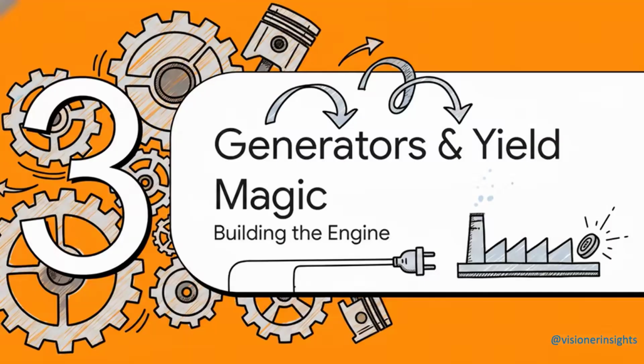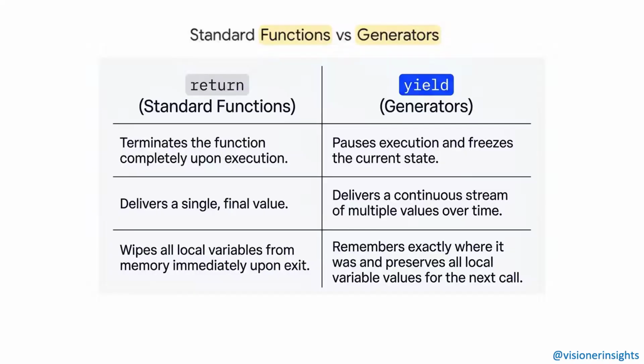Section 3, generators and the yield magic. Because, let's be real, creating iterators from scratch using those built-in functions can feel a bit clunky. Enter generators. So the fundamental difference here, and this is absolutely crucial, is how standard functions and generator functions deliver data. A standard function uses return. You know this one. When Python hits a return statement, the function terminates completely. It delivers a single final value, and all its local variables get totally wiped from memory.